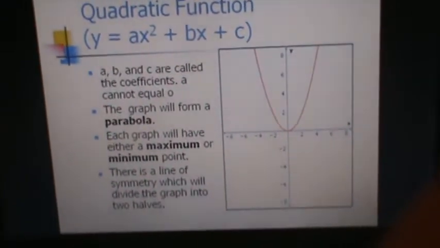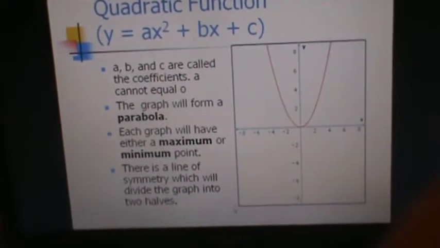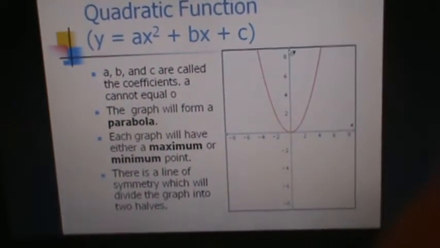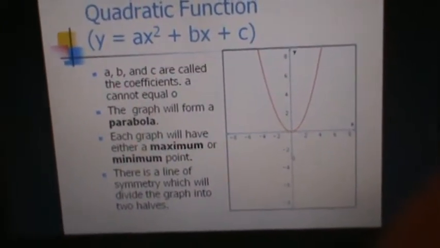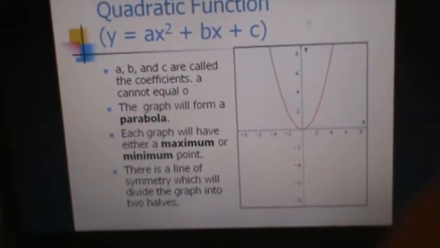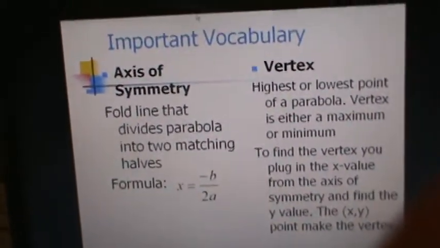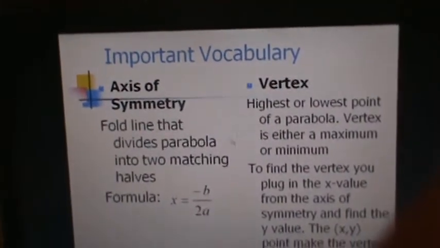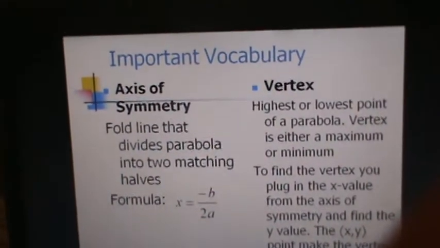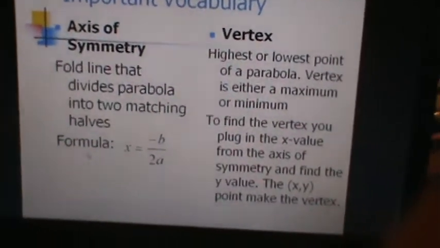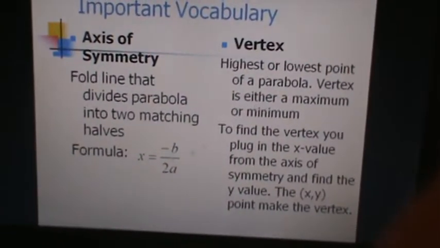There is always a line of symmetry, which will divide the graph into two equal halves. On the next slide, we'll talk about what it's actually called. But a parabola is symmetric, which means you can fold it into two equal halves. We call this in math the axis of symmetry. It's the line that divides the parabola into two matching halves. We need to know this in order to find the point of the vertex.